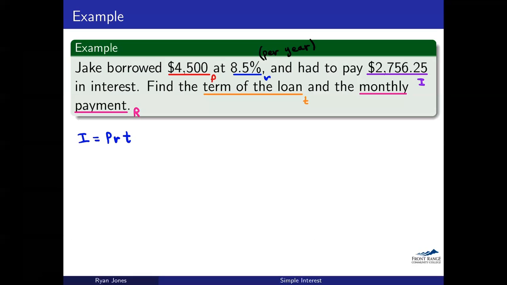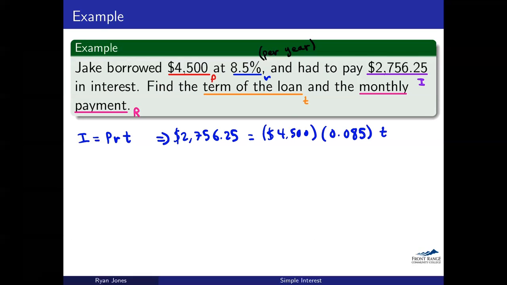And so I can just go ahead and do this here. If I plug everything in, my interest is 2756.25. My principal is 4,500. My interest rate is 0.085. That's the 8.5%, but put in a decimal format. And my time is T.